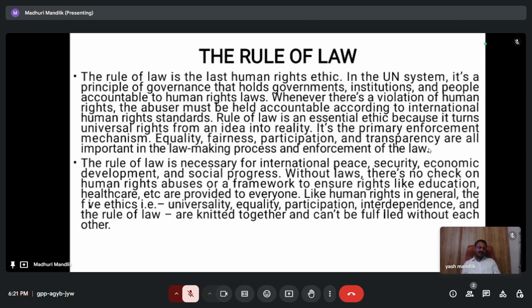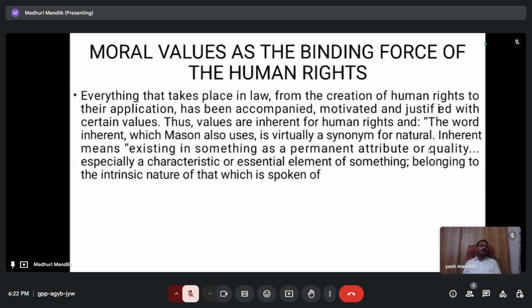Equality, fairness, participation, and transparency are important in the lawmaking process and enforcement of the law. The rule of law is necessary for international peace, security, economic development, and social progress. Without law, there is no check on human rights abuses or a framework to ensure rights like education, healthcare, etc. are provided to everyone, like human rights in general. The five ethics, that is universality, equality, participation, interdependence, and rule of law, are knit together and can't be fulfilled without each other. Moving further towards morals. Moral values have a binding force on human rights.